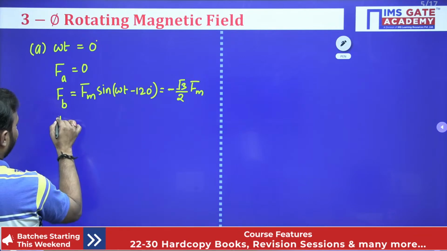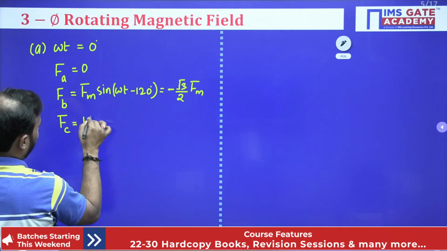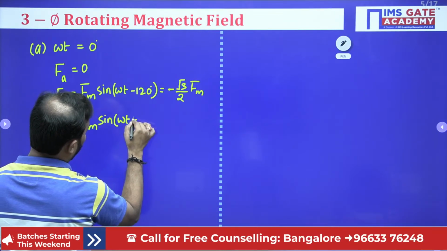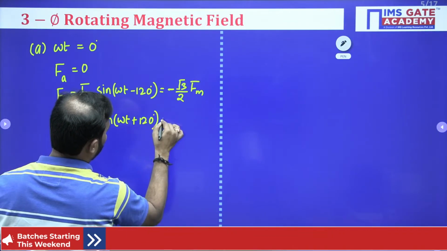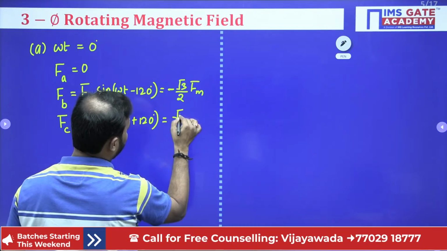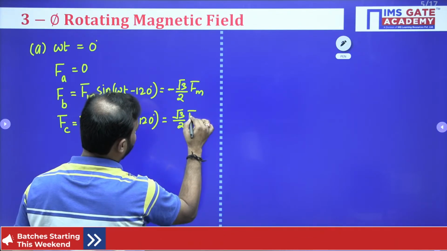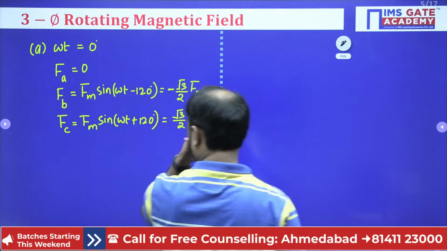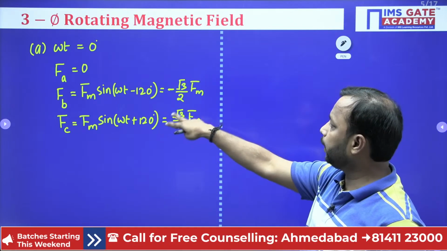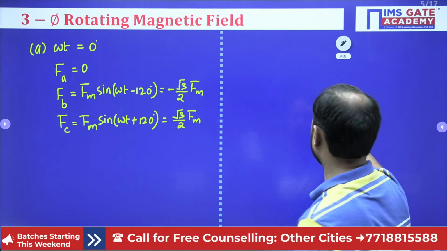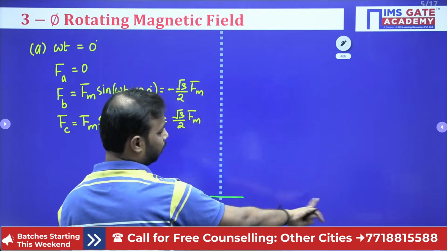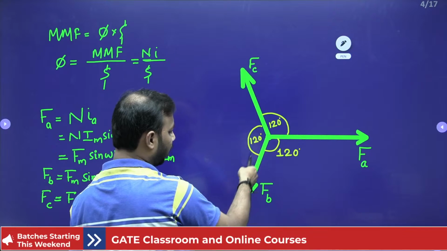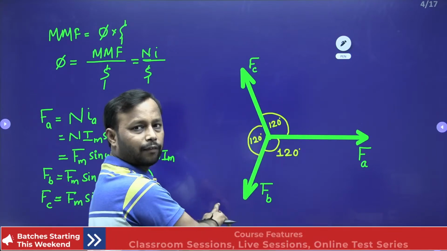Done. And FC is Fm sin omega t plus 120 degree. Put omega t equal to 0, you will get root 3 by 2 Fm. So here FA is 0, FB is negative and FC is positive. So using the same convention of direction, for FB we will have to draw opposite, because FB is negative.